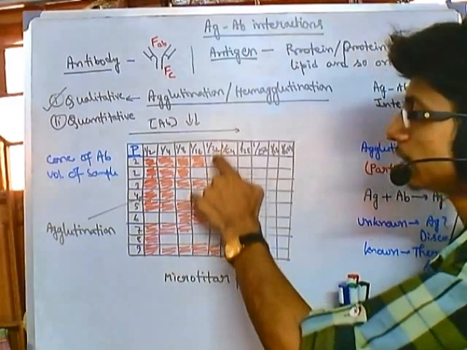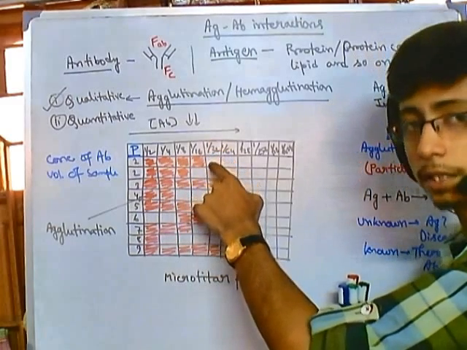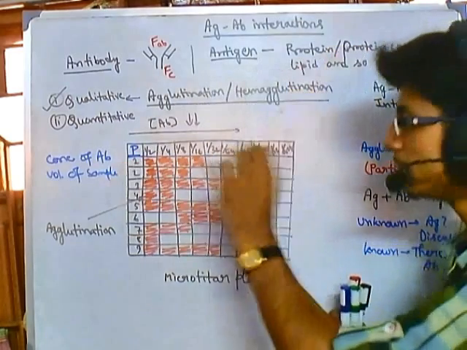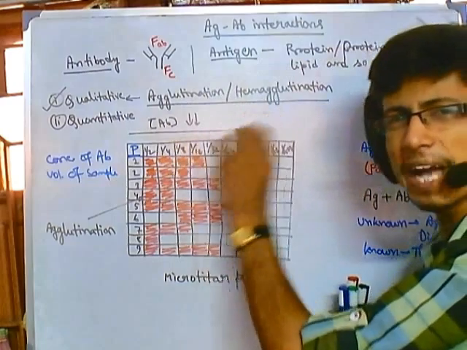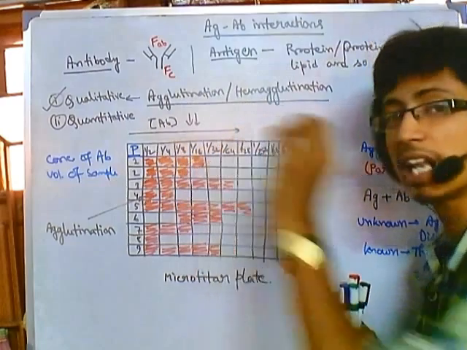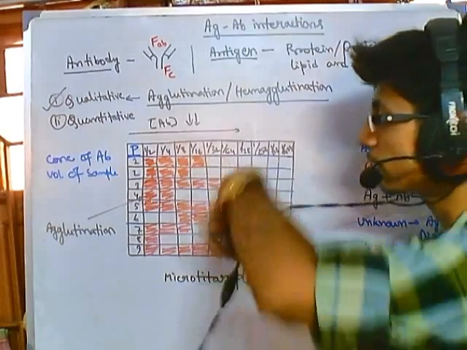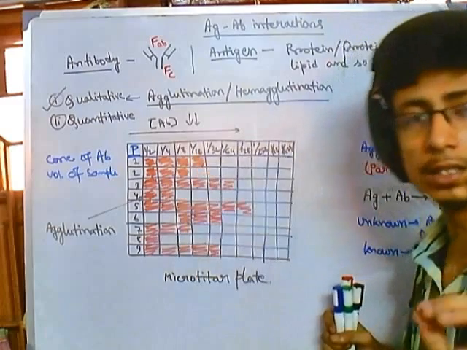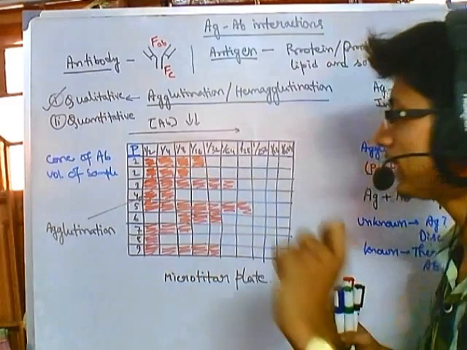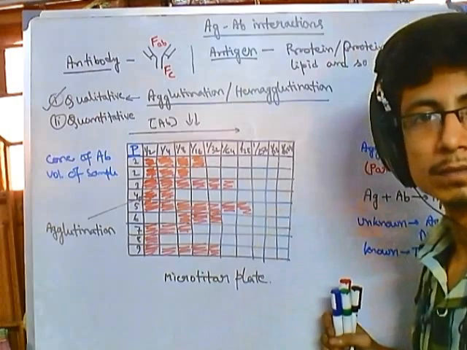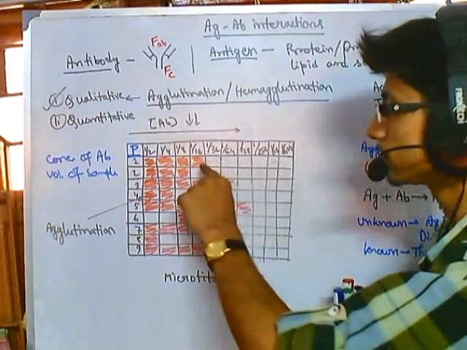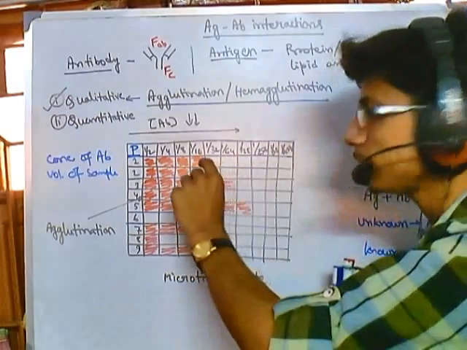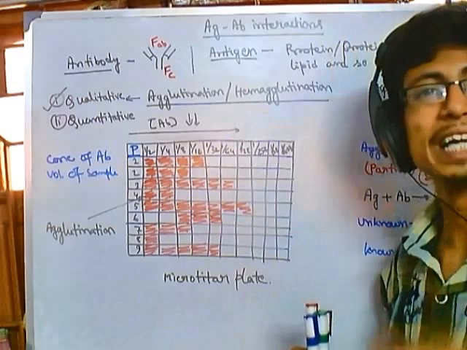Then from this dilution, 1 by 32, there is no agglutination seen for this patient 1. That means this is the maximum diluted concentration that is giving the last agglutination, and we are interested in this particular concept. We want to find the maximum diluted concentration of the serum that is providing agglutination. This maximum diluted concentration that is providing us the agglutination is called a titer.